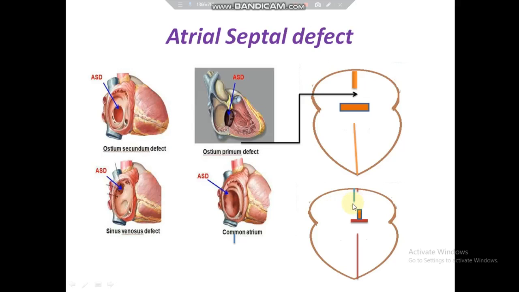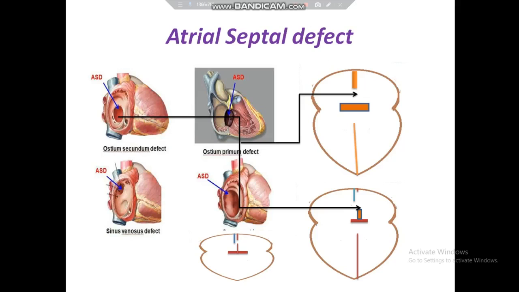Now if this septum fails to grow downwards and overlap this, there will occur a defect in this area. This defect is known as ostium secundum defect. So this is basically the foramen secundum, and it is closed when this septum grows downwards. The septum secundum goes downwards and overlaps this. If it fails to grow downwards, this defect will occur, and that defect is known as ostium secundum defect.